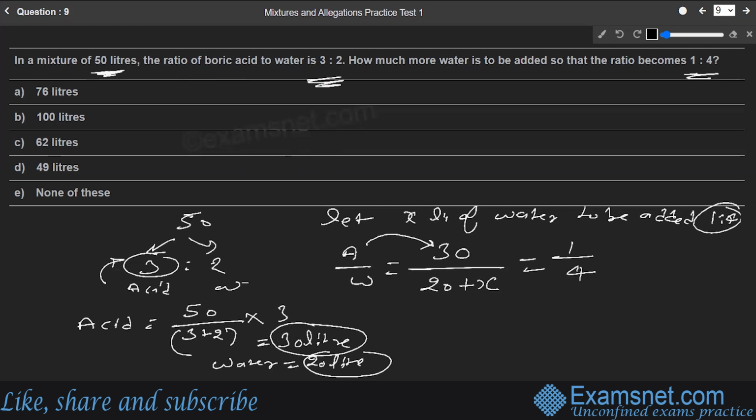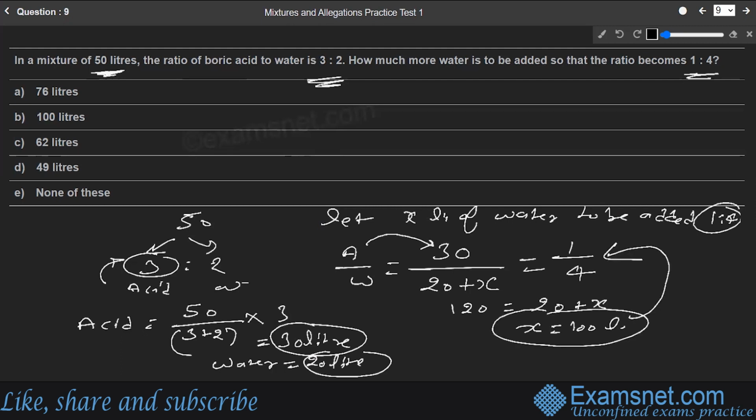So now we can cross multiply this. If we cross multiply, we get 120 equal to 20 plus x, giving x as 100 liters. So how much water should have been added to make the ratio acid to water 1 by 4 is nothing but 100 liters, which is available in option number B, and that is the right answer.